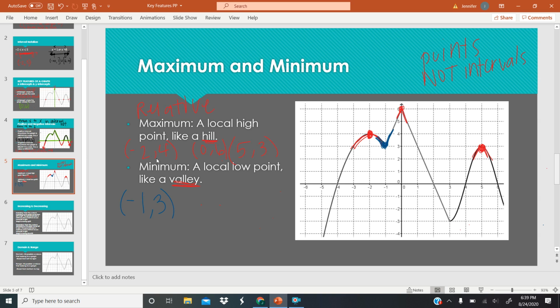And then there's another valley right here where it's going down and then it turns and goes back up, and that's at the point 3, -3. And then if you look on the graph, you don't see any more valleys on here. So that's going to take care of all of our relative maximums and minimums.